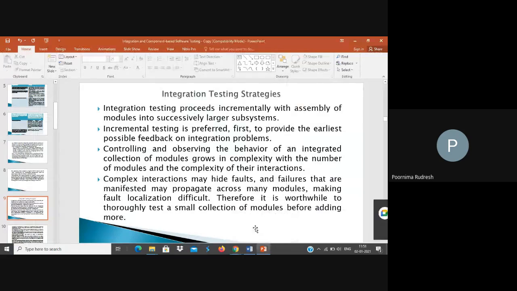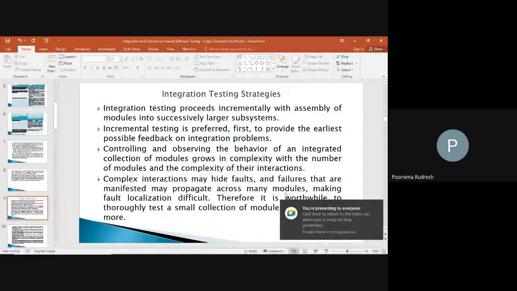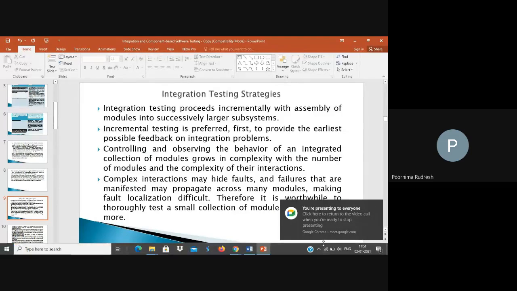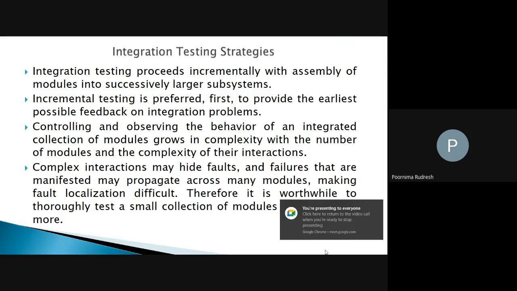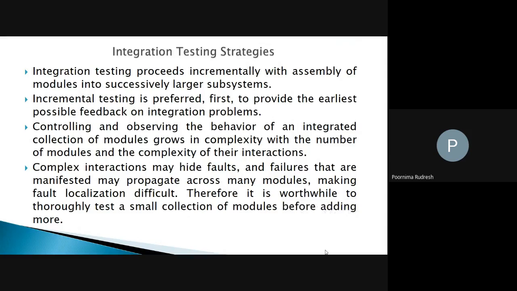Okay. So we are looking into the integration testing strategies, right? The next one is controlling and observing the behavior of an integrated collection of modules, which grows in complexity with the number of modules. As I said, in the system we have n number of modules. If the software system consists of only two modules, then integration of those modules is easier.